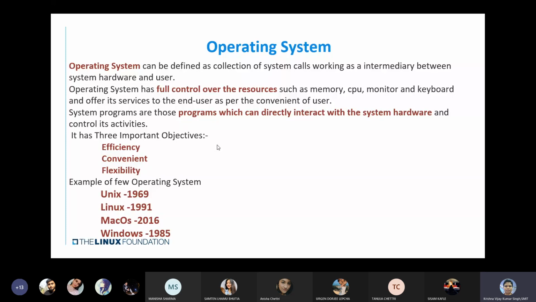Now we talk about the examples of operating systems. So here are a few important examples of operating systems. UNIX, you may see among these examples, is the oldest version of the operating system. Then we have come up to Linux, Mac OS, and then Windows. And to be very frank, many students are confused that Unix and Linux are the same. But no, both are not the same.